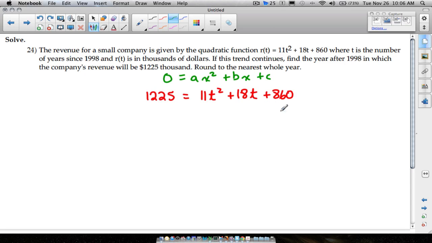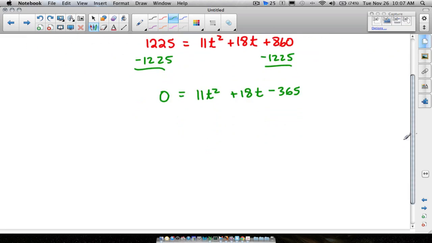We have to move that 1225 over here. So let's subtract that 1225 from both sides. Notice I am putting it beneath the constant. So now we do have 0 is equal to 11t squared plus 18t. And just to speed up this process, to the calculator, 860 minus 1225, that's negative 365. Now, I'm going to go to the calculator for this one. I should have done that in the last example, but it'll be okay.